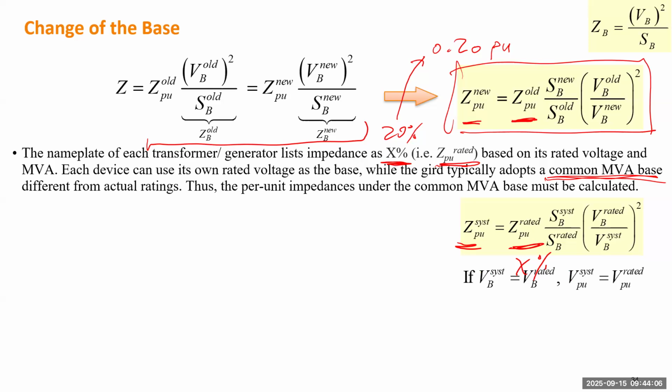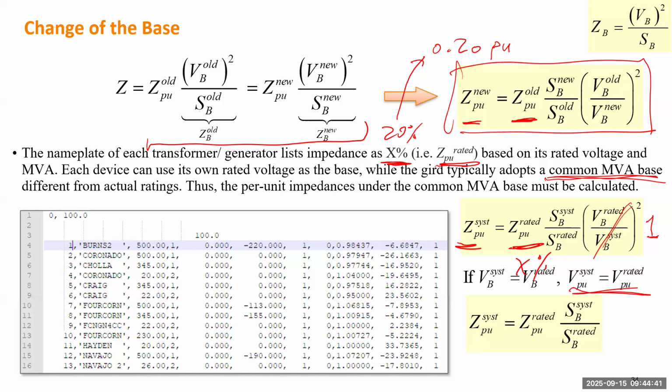And if the system base voltage is equal to the equipment base voltage, the rated value, which means this parentheses will be 1. This one doesn't change. Then that will simplify the formula. We only need to use this one to change the impedance base, to change the per unit value for impedance, and the per unit value for voltage doesn't change.